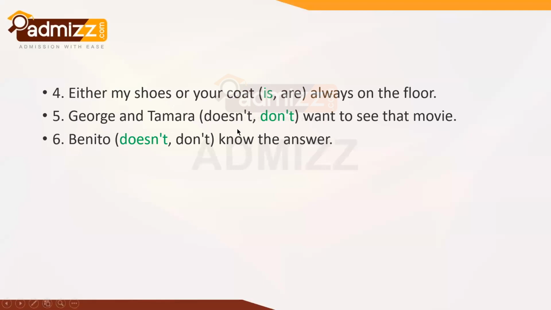You can also think of it in this way, right? Doesn't contains s, and singular verbs contain s, so doesn't is singular while don't is plural, right? So there are lots of ways of seeing this thing. Benito does not know the answer. Benito is a singular subject, so does not is a singular verb, and so that's the correct answer here because Benito does not know the answer, right? Hopefully that's clear to everyone.